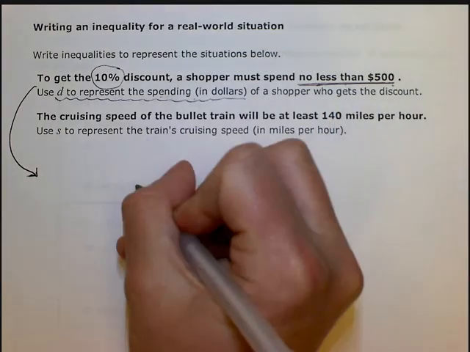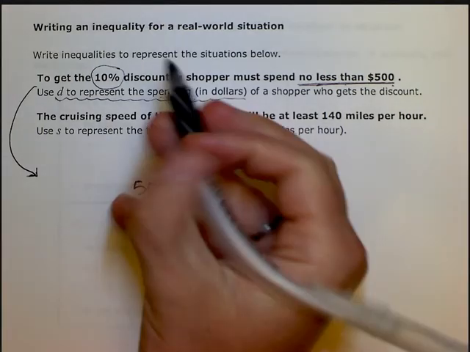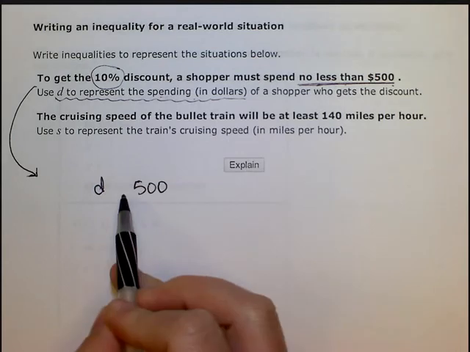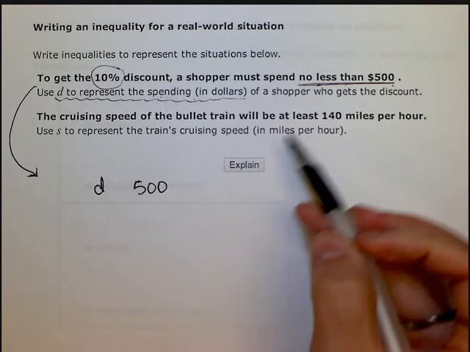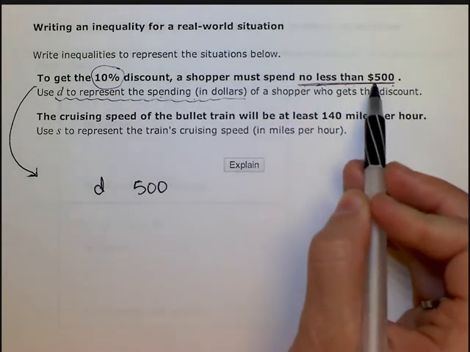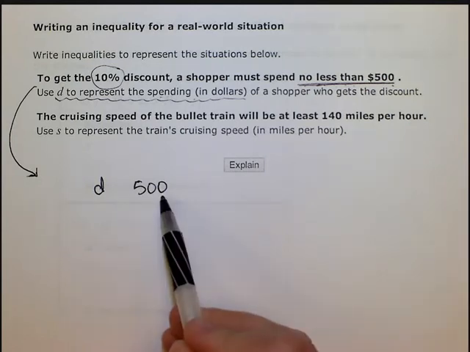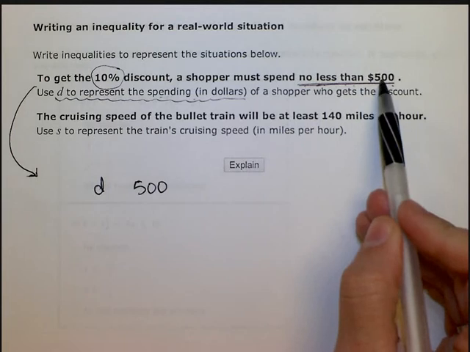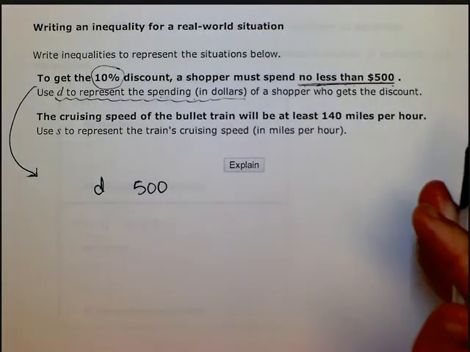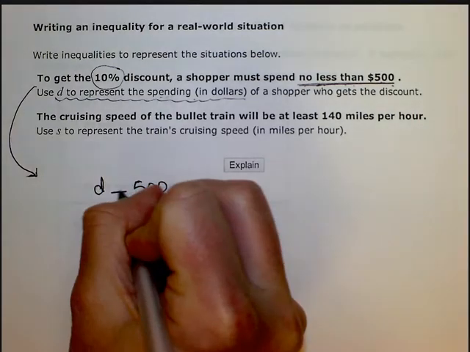So we know we're concerned with $500, and we know that D represents their spending. So we need to decide what inequality symbol goes between these two that represents no less than $500. First, I always like to think about, can it exactly equal $500? If you ask me, no less than $500 means if they spend exactly $500, they still get this discount. So yes, it could be equal to.